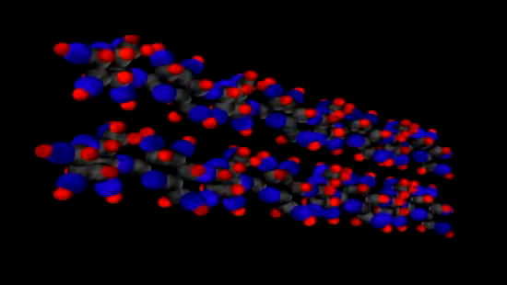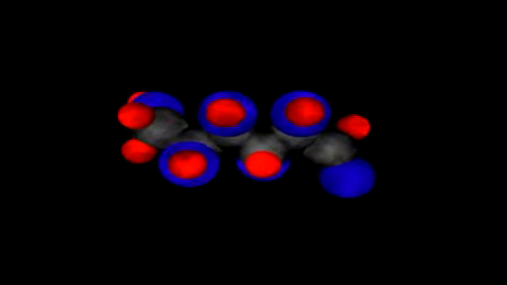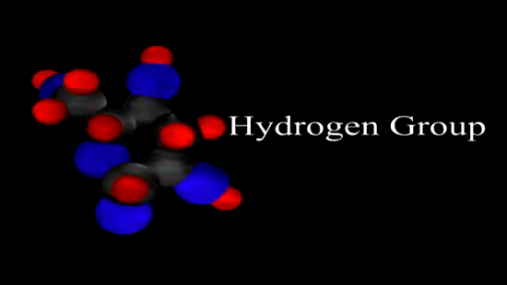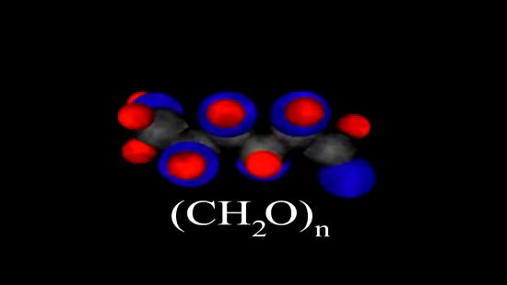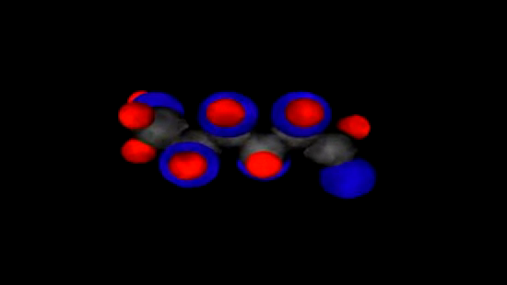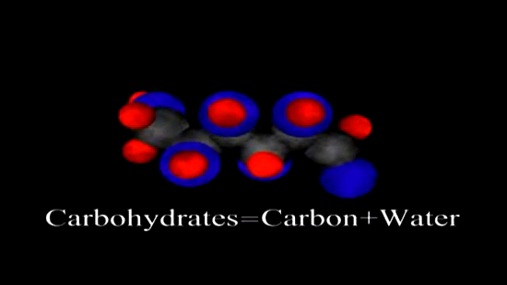All carbohydrates are built from molecular monomers or subunits called sugars that contain only carbon, hydrogen, and oxygen atoms. The typical sugar has a backbone of 3 to 7 carbon atoms. Most of these carbon atoms have a hydrogen group and a hydroxyl group attached to them. Thus, the general formula for sugars is CH2On, where n is the number of carbons in the backbone. It is from this formula that carbohydrates derive their name, which literally means carbon and water.